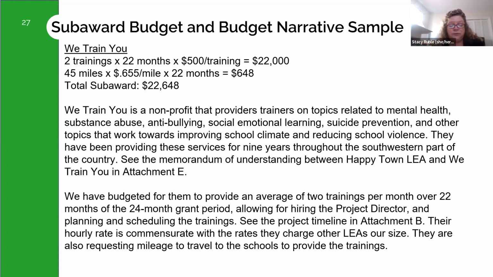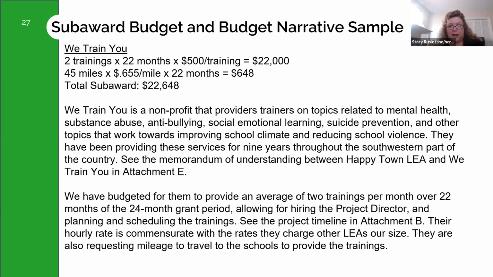And then you've budgeted for them to provide 2 trainings per month over 22 months of the 24-month grant period. Because remember, we're hiring a project director. We've got to plan and schedule the trainings. So they're not going to be starting trainings right off the bat, because the training coordinator is also going to be doing assessments of what trainings are needed. And so I cross-reference to the project timeline. And again, I talk about how their hourly rate is commensurate with the rates that they charge other LEAs our size.